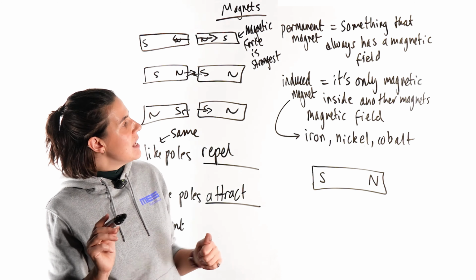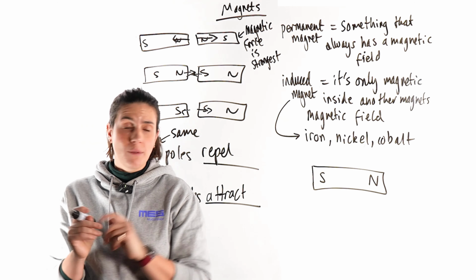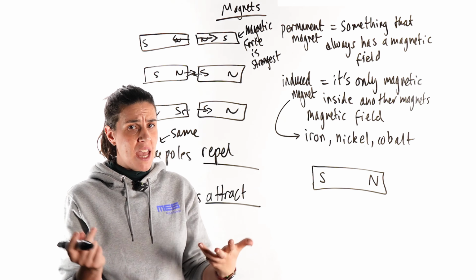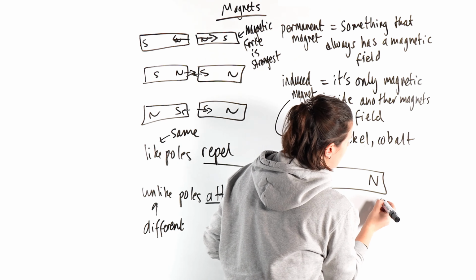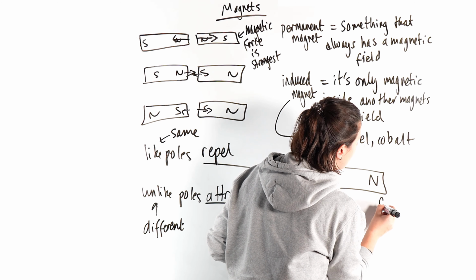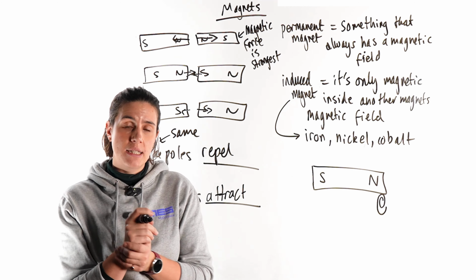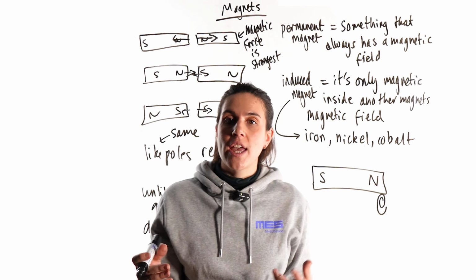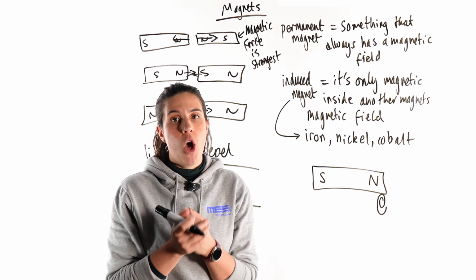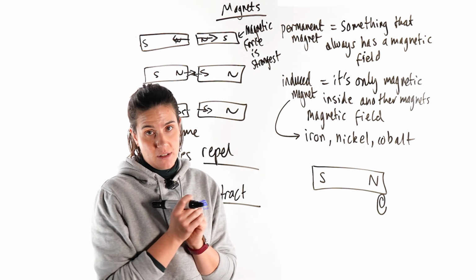So let's have a think about how these induced magnets work. We're going to imagine a paperclip on the end here. The paperclip's always going to stick to the pole of the magnet because that's where the magnetic force is the strongest. Paperclips are normally made out of iron, so they can be attracted by a permanent magnet. They are induced magnets.